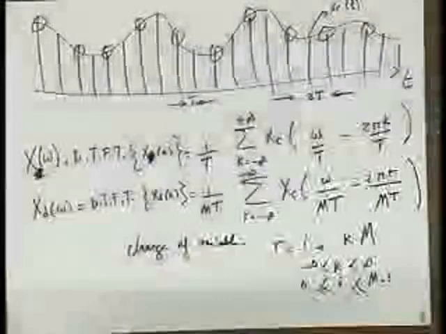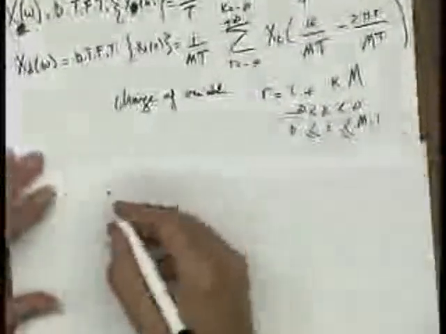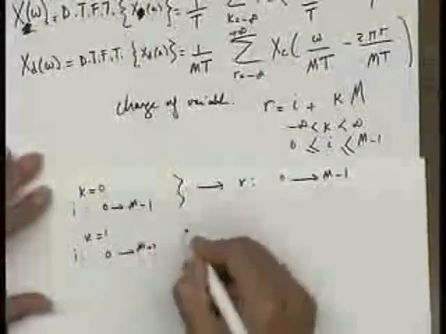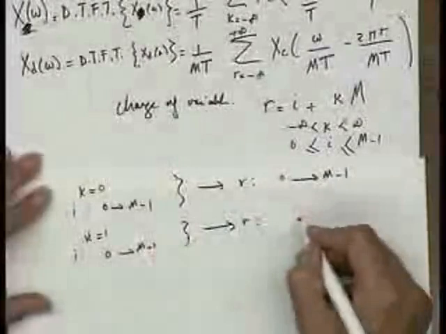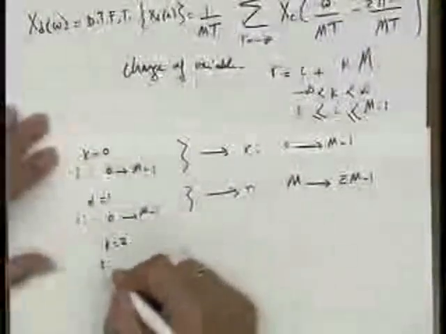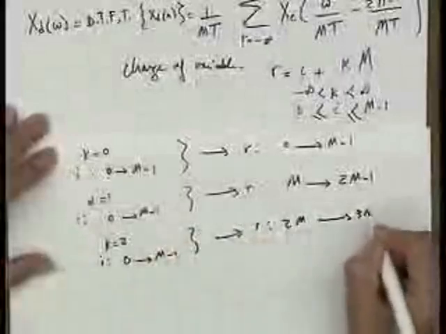So what do I mean by that? Or why can I even do that? Well, when k is equal to 0 and i ranges from 0 to M minus 1, I end up getting r ranging from 0 to M minus 1. When k is equal to 1, and again i ranges from 0 to M minus 1, then r ranges from M to 2M minus 1. And when k is equal to 2, r ranges from 2M to 3M minus 1.